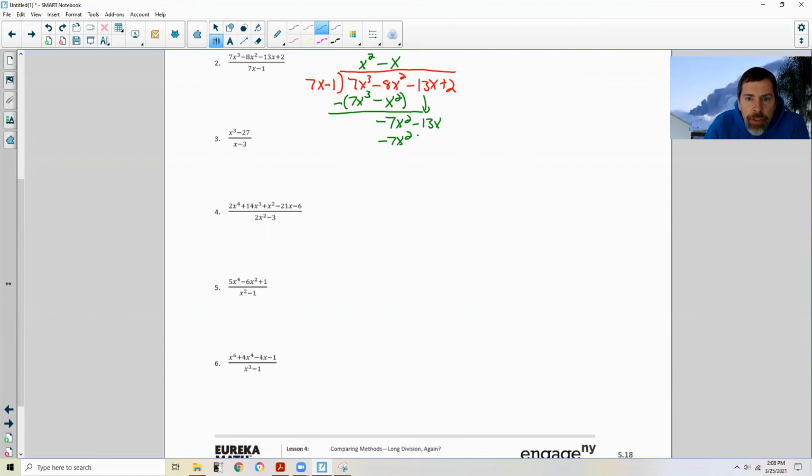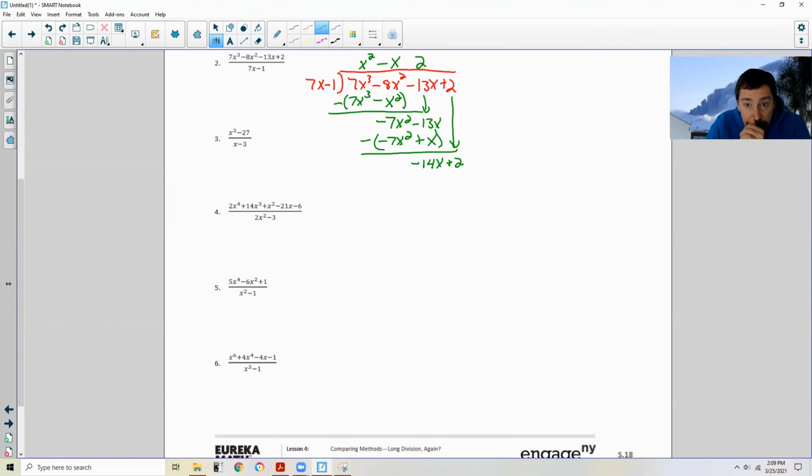Negative times a negative is positive. X times 1 is simply x. And subtract. Negative minus a negative is plus. They cancel. Negative 13x minus x is negative 14x. Bring down the 2. 7 goes into 14 twice.